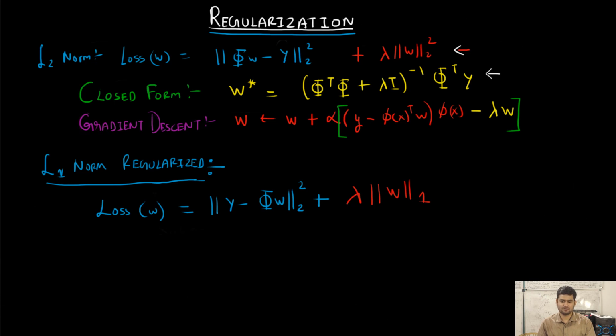And the closed form solution is W star is equal to (phi transpose phi plus lambda times I) inverse, where I is an identity matrix, times phi transpose times Y. This is a closed form solution.